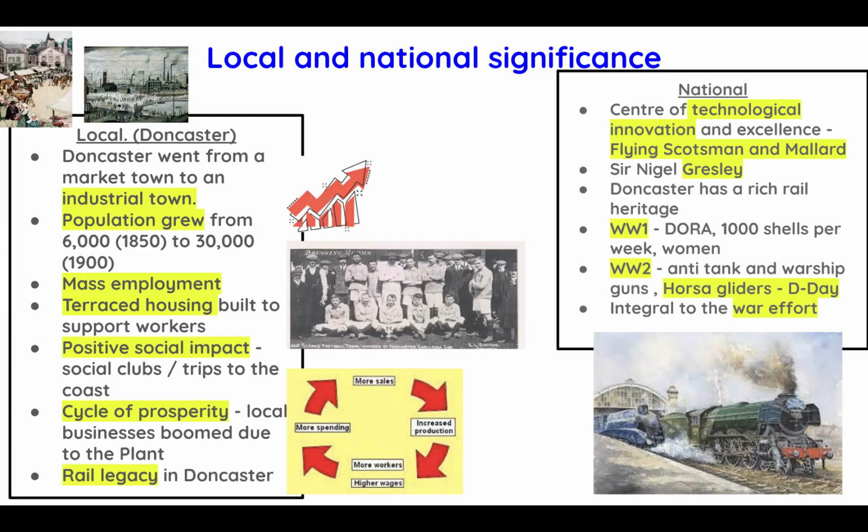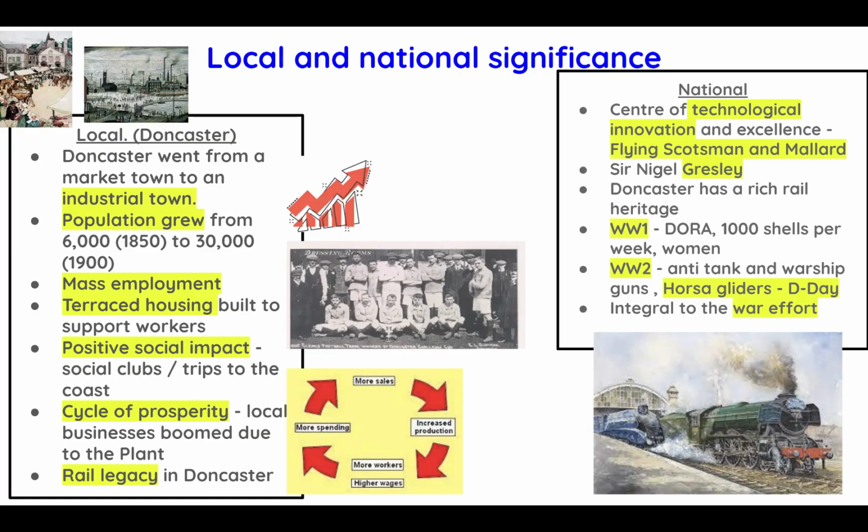Local and national significance of the site. So, local significance. Doncaster became an industrial town. There was a huge population growth in Doncaster from around 6,000 in 1850, and this grew to 30,000 in the 1900s. It gave Doncaster a really strong community identity through the positive social impact it had on things like social clubs and trips to the coast, and in long-term rail heritage as well, and our civic pride.